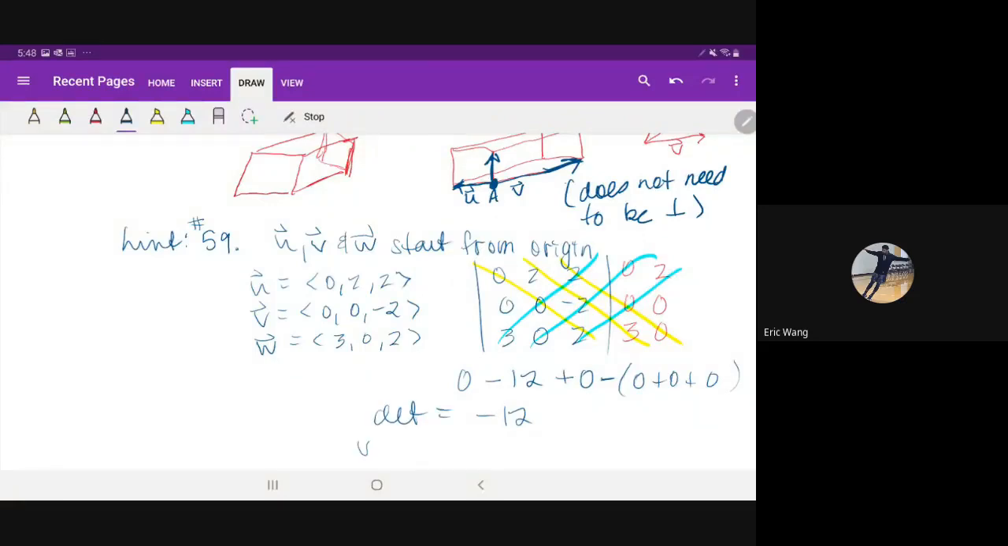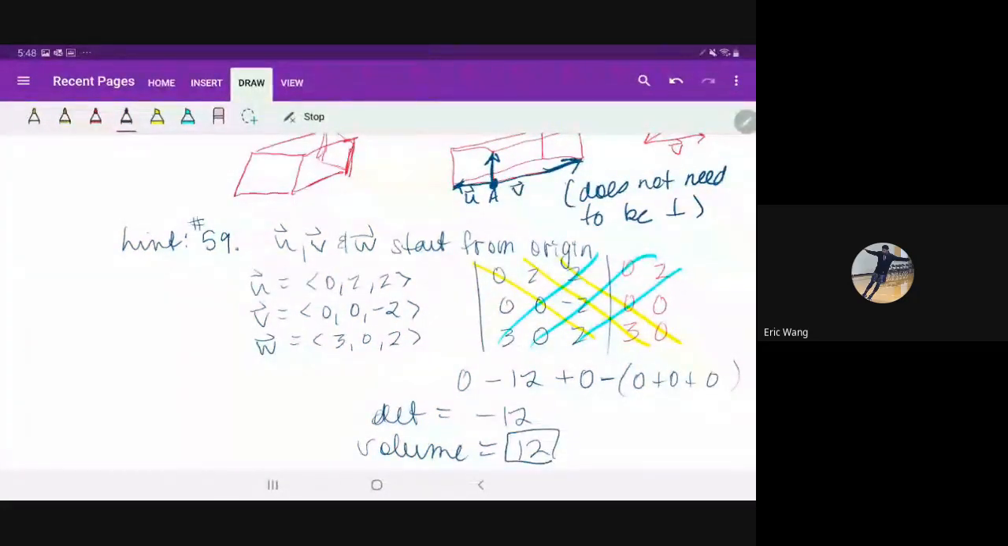But what's the volume? Anybody? What's the volume? Oh, Max, I see your 0, 0, 0. Okay. What's the volume if the determinant is -12? I mean, well, I kind of just said it. So the volume is 12.